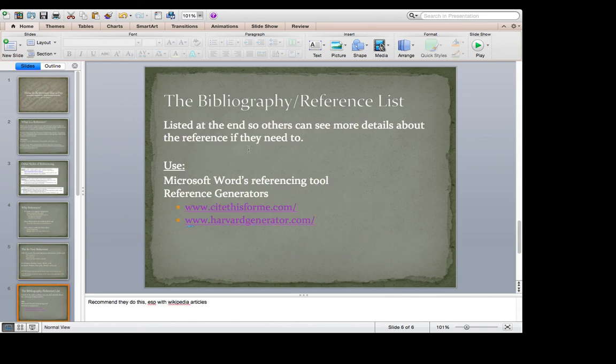Okay, finally, let's go to the bibliography or reference list. This is the end, so others can see more details about the reference if they need to. What I recommend is you actually do this when you're looking at such an example, Wikipedia. Wikipedia, not a good website to quote yourself, but sometimes it does quote some good articles. So you can actually have a look at the references that Wikipedia gives and then use those. And maybe those will then have some further good references. So that's why we have a bibliography or reference list at the end.